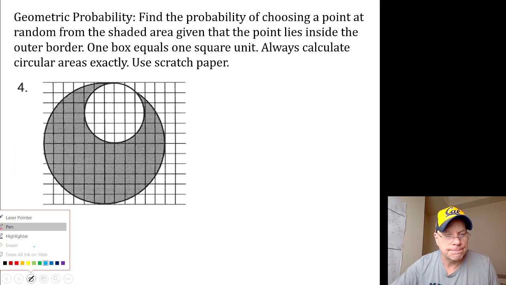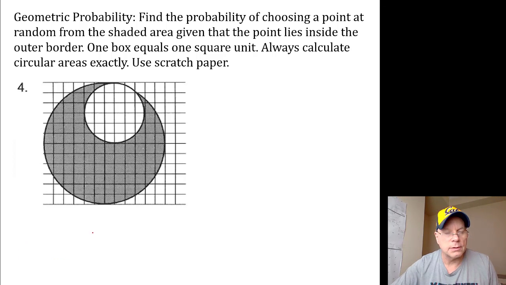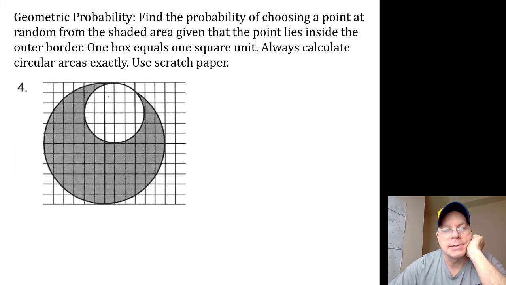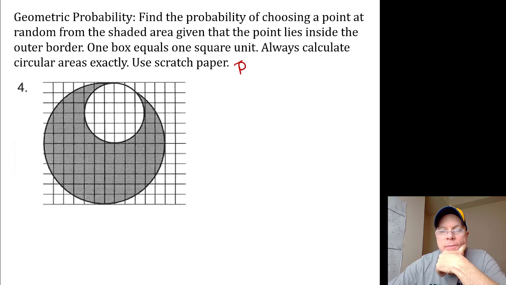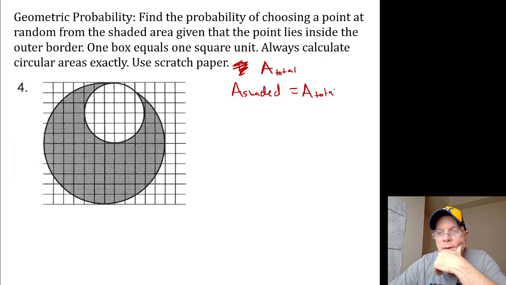Number 4, very similar to the number 3, but, all right, let me, I'm going to refer to the area of 3 circles here. The total being the whole big circle, including the white area. The shaded, which would be the total area minus the white circle.